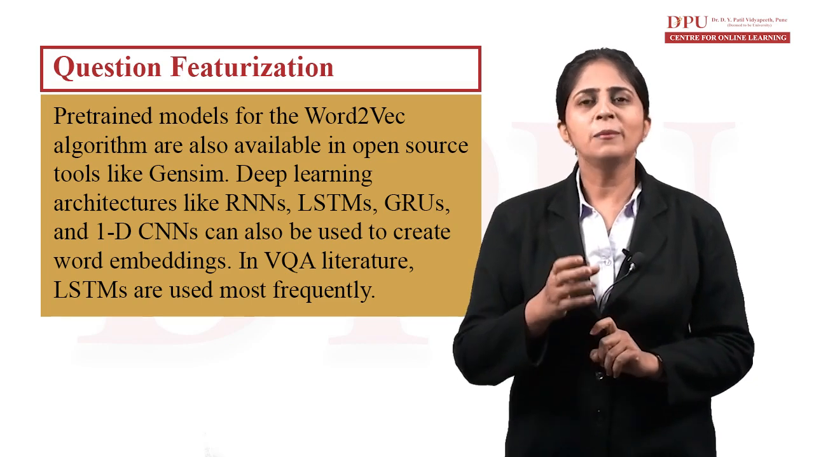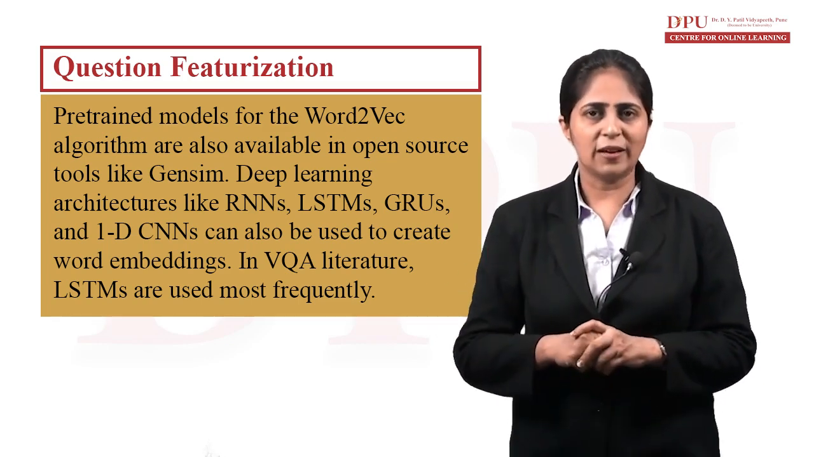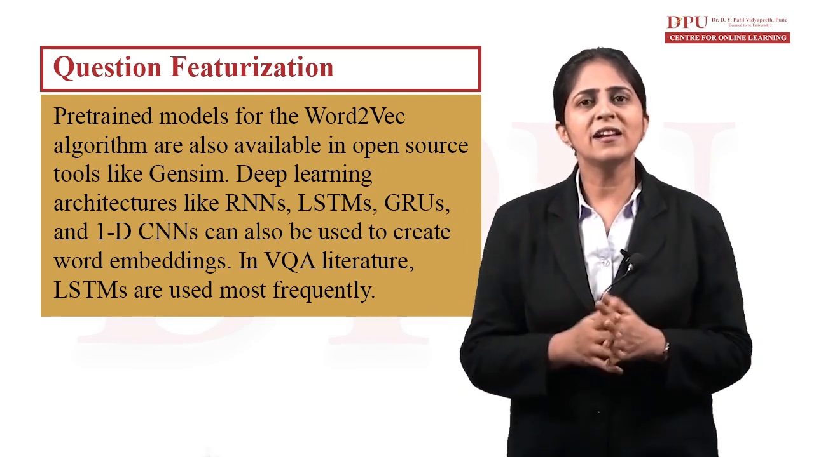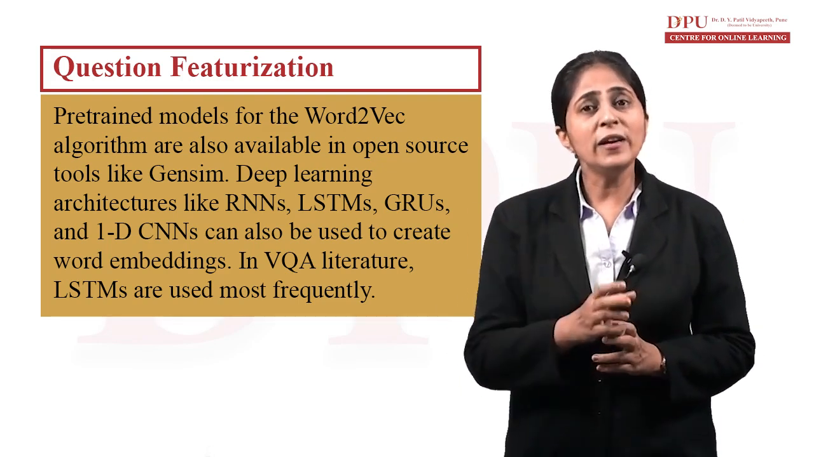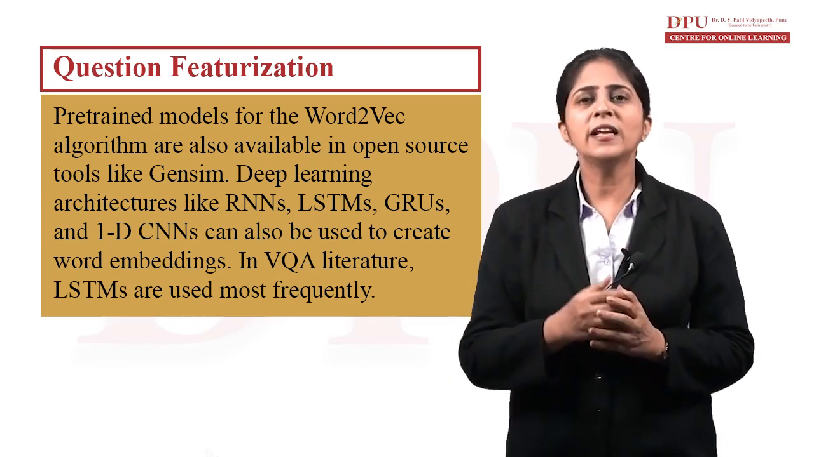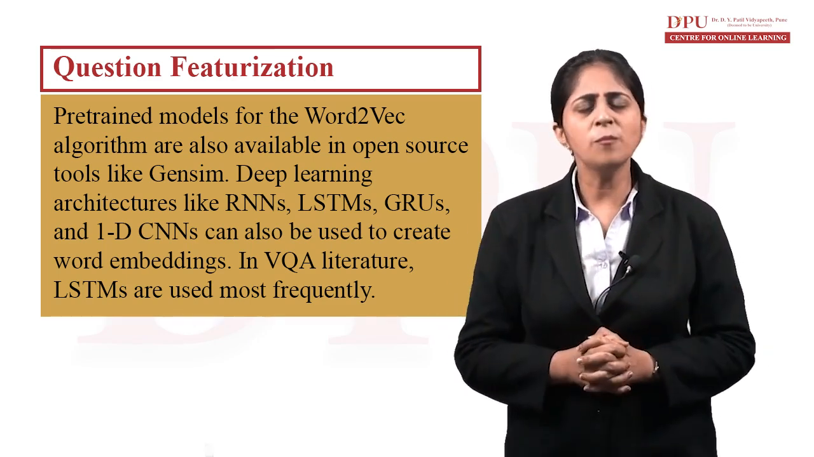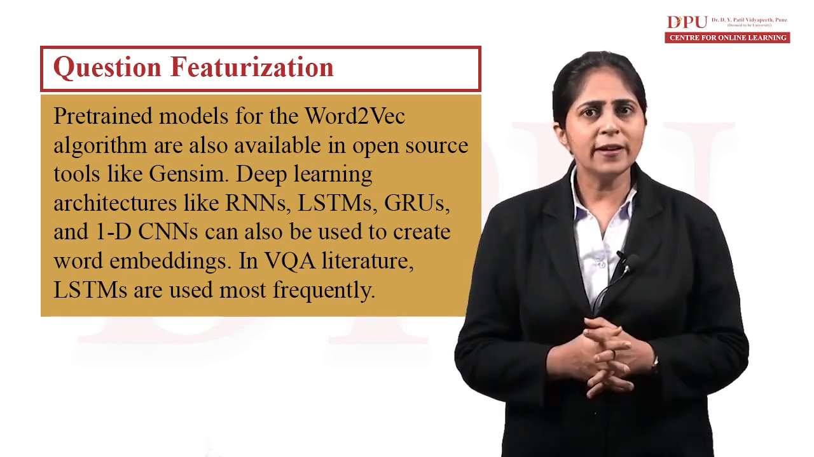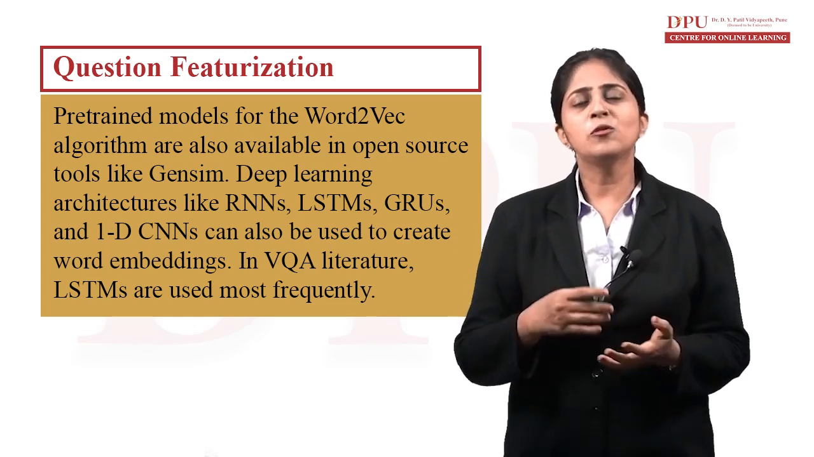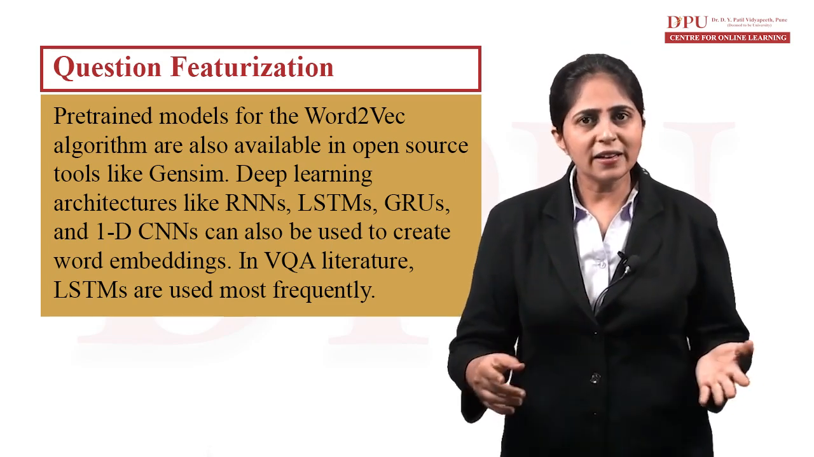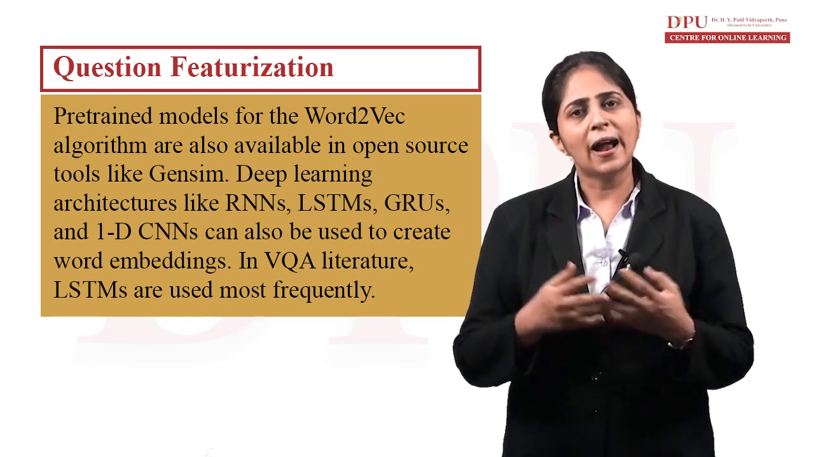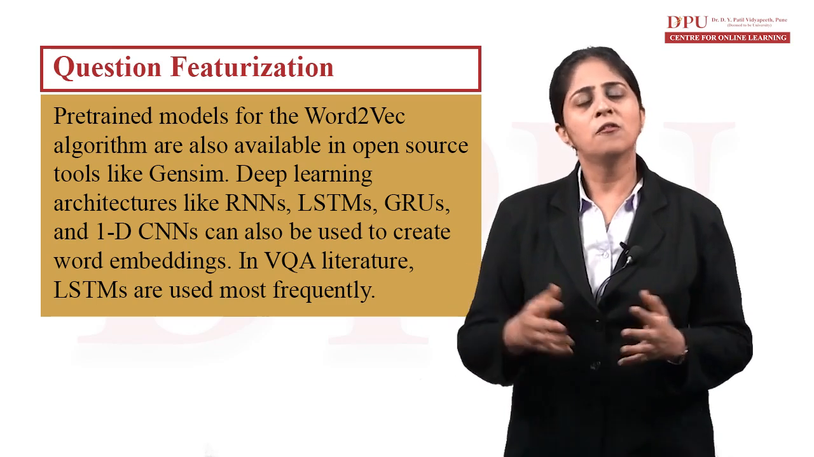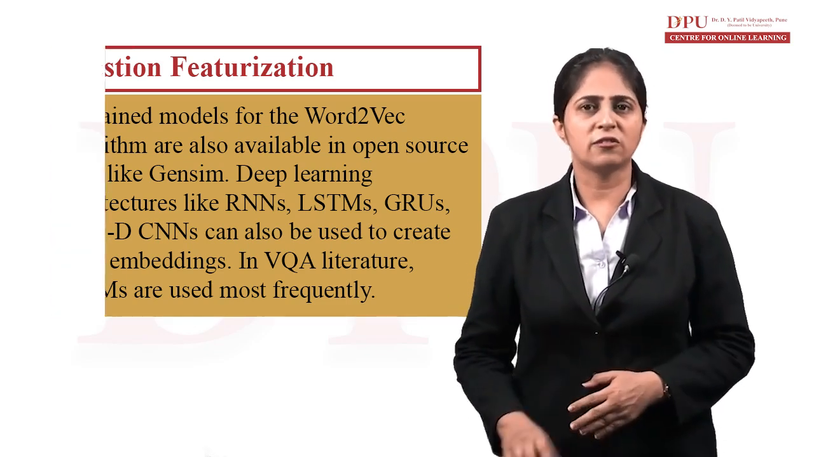So whenever we are doing visual question answering, the first step is image featureization, that means extracting all the features from the image. Second is question featureization. Question featureization means doing the word embedding, converting the text into mathematical forms that a neural network can understand. And what neural networks are we using here? We can use CNN, RNN, GRU, and the most frequent one is the LSTM that we normally use for question featureization.